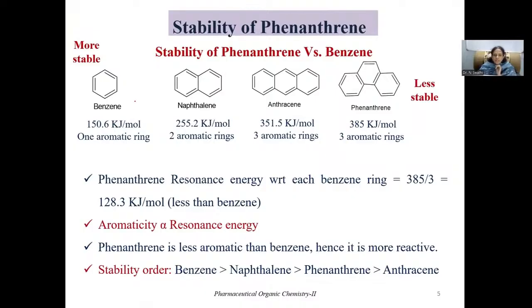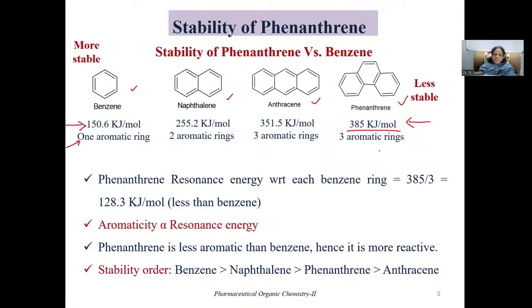So if the structures of all these compounds are given, benzene, naphthalene, anthracene and phenanthrene, the resonance energy of all these compounds is given in this particular line. Benzene resonance energy is 150.6 kilojoules per mole. When it comes to phenanthrene, it is 385 kilojoules per mole. The number of rings present in these aromatic compounds is also given. Benzene has 1 aromatic ring, naphthalene has 2 aromatic rings, phenanthrene and anthracene have 3 aromatic rings.